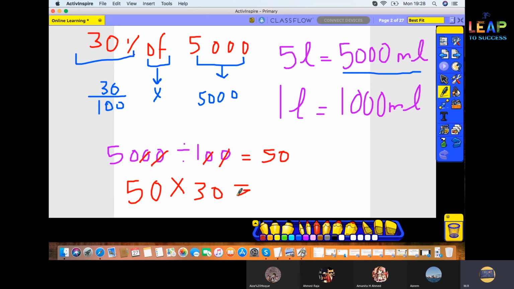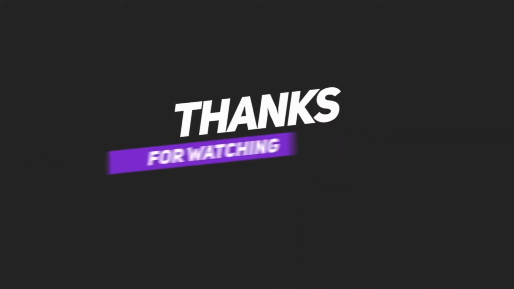Again, a good technique, it saves you a bit of time spent doing your working out. You could just do 5 times 3, which is 15, and then all you do is count up how many zeros you've got, 1, 2, and add them along at the end. There you go. So your answer is 1,500.